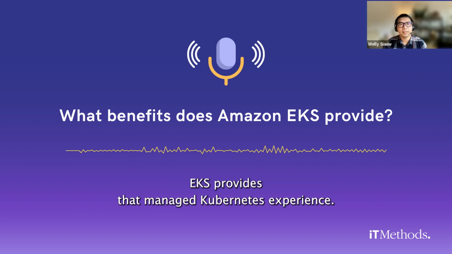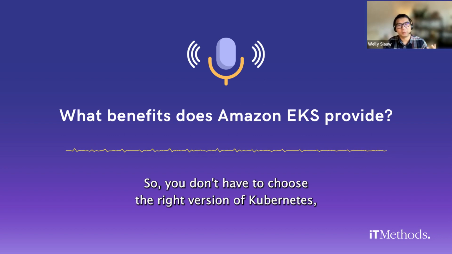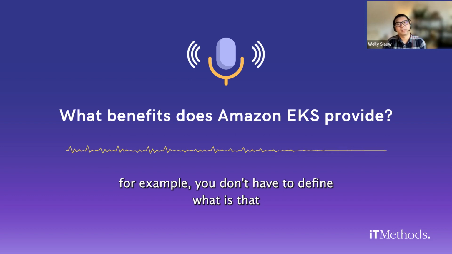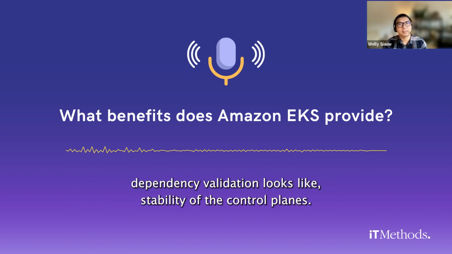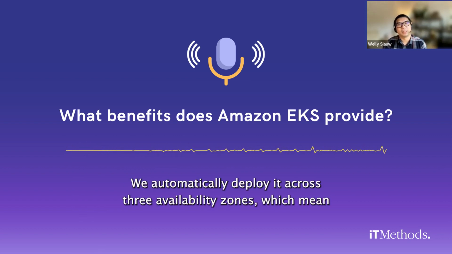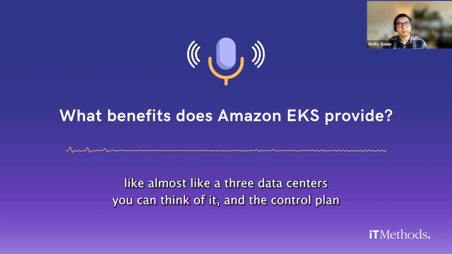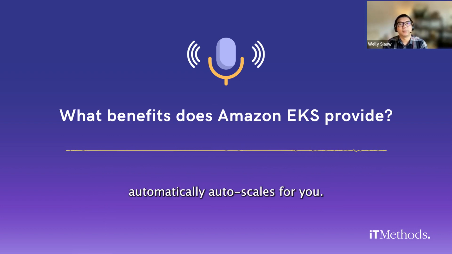And EKS provides that managed Kubernetes experience. You don't have to choose the right Kubernetes version, for example. You don't have to define what the dependency validation looks like, or the stability of the control plane. We automatically deploy it across 3 availability zones, which is almost like 3 data centers, you can think about it. And the control plane itself automatically auto scales for you.